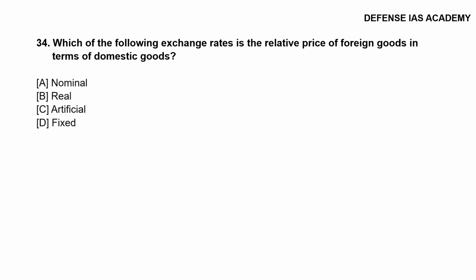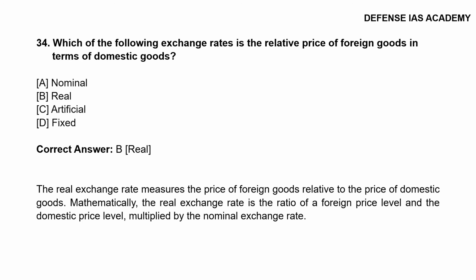Question 34. Which of the following exchange rates is the relative price of foreign goods in terms of domestic goods? The correct answer is option B, real. The real exchange rate measures the price of foreign goods relative to the price of domestic goods. Mathematically, the real exchange rate is the ratio of the foreign price level and the domestic price level multiplied by the nominal exchange rate.